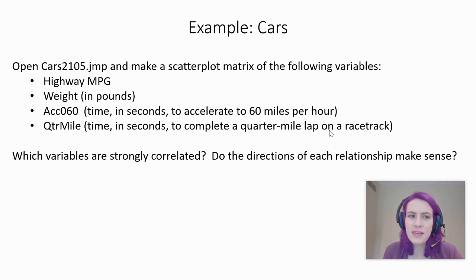So I'm going to use a data set called CARS 2015. We'll be trying to predict the highway miles per gallon of different cars. Some of the predictors we could use would be the weight of the car in pounds, the time in seconds it takes the car to accelerate to 60 miles per hour, and the time it takes the car to drive a quarter mile on the racetrack. So let's make that scatter plot matrix and correlation matrix, see which variables are strongly correlated, and whether the direction of those correlations makes sense based on what we know about cars.